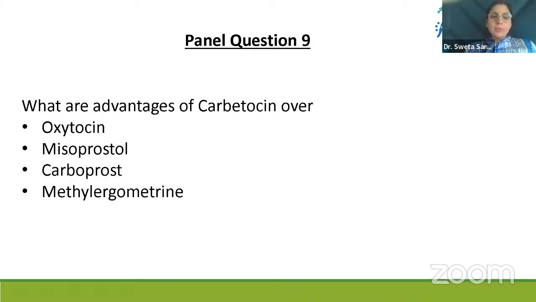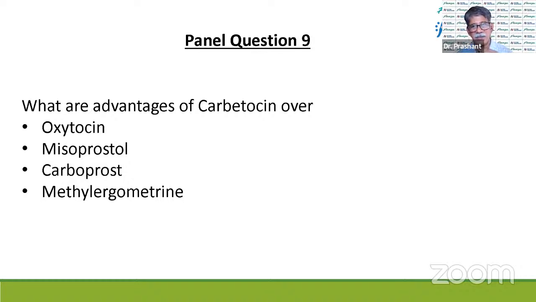Carbetocin over misoprostol: definitely faster onset of action with carbetocin, whereas misoprostol you have to insert rectally. It will take some time to get absorbed and then start acting. Adverse effects are diarrhea, shivering, fever, vomiting, all these side effects with misoprostol, mostly shivering and diarrhea. Carboprost also has a very fast onset of action, but the dosage needs to be repeated. It does not have a very long half-life. And carboprost will cause shivering and diarrhea.